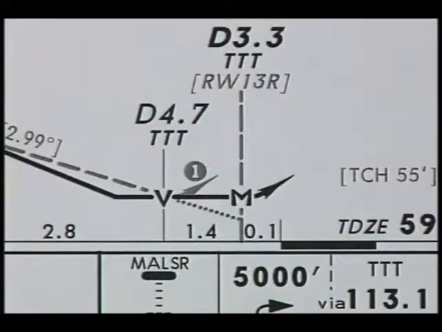Some non-precision approaches incorporate a visual descent point, or VDP. It is represented by the symbol V on the profile view. It is the location where you may begin a normal descent from the MDA if you have the runway threshold, approach lights, or other identifiable markings of the runway environment in sight.